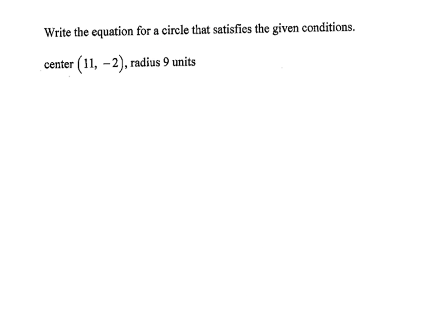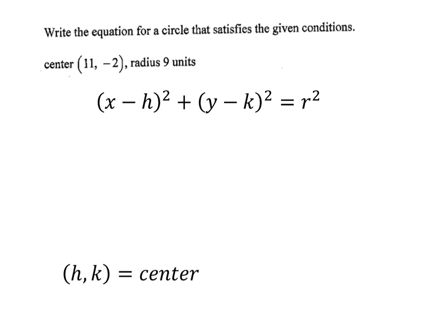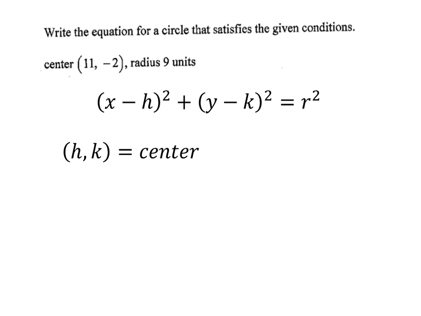And the last one, kind of putting all this together. Write the equation for a circle that satisfies the given conditions with the center of (11, −2) and a radius of 9. So once again, we need to know the general form of the equation for a circle, which is on the screen again. We are now given a center. (h, k) is the center. That point is (11, −2). How do I know that (11, −2) is the center? Because it says the center's (11, −2).